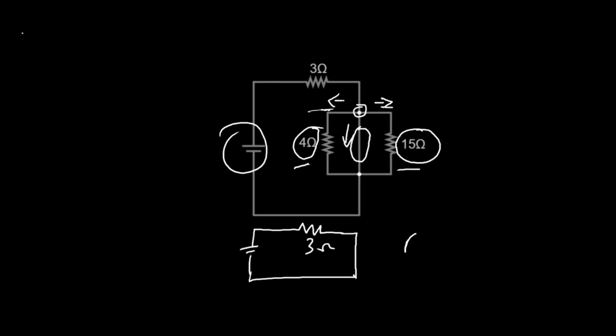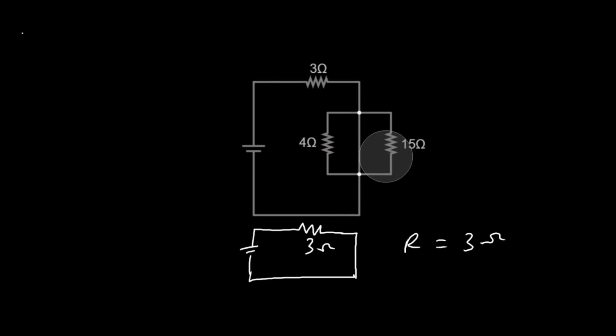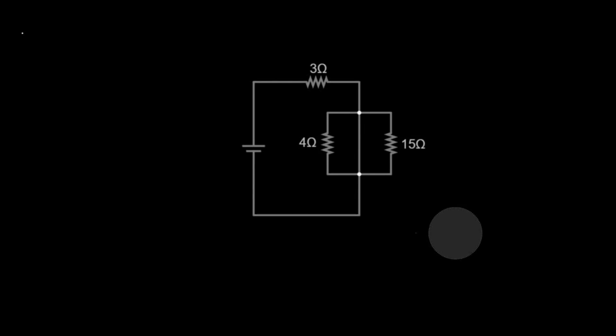So in this case, the effective resistance will be 3 ohms. That's how short circuits affect a circuit when you are doing calculations. So you have to take note of short circuits anytime you're calculating the effective resistance of a circuit. So now let's look at the simulation for this circuit also.